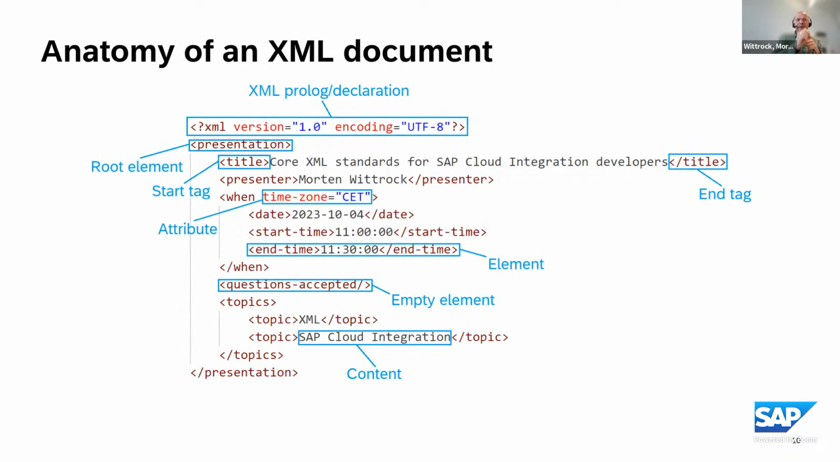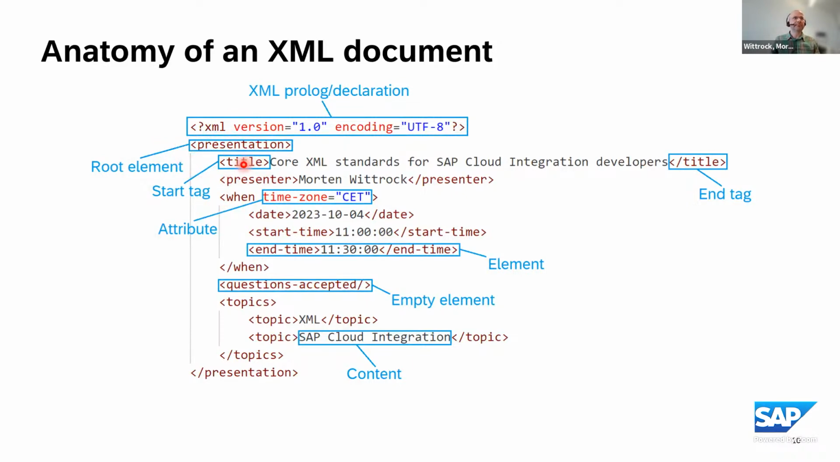Let's go into a bit more technical stuff before we go to the standards. Let me highlight some of the anatomy of an XML document, and also establish a bit of terminology. The bit up here is the XML prologue or the declaration, with a bit of meta information about the document, like the encoding. It's not mandatory, but it's a good idea to include in your document. Got a root element here, presentation in this case.